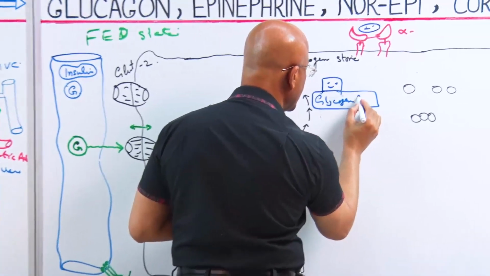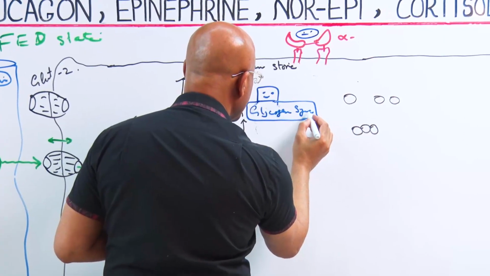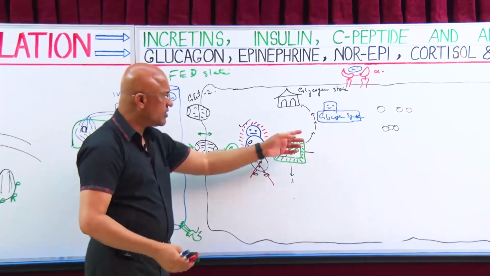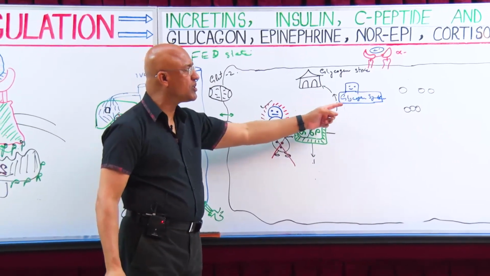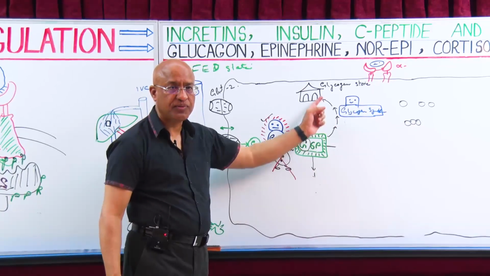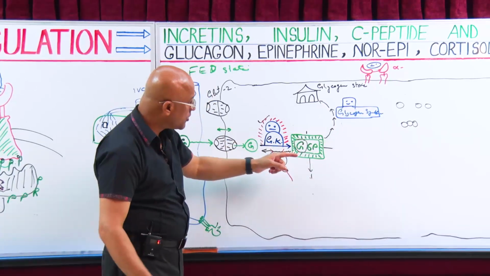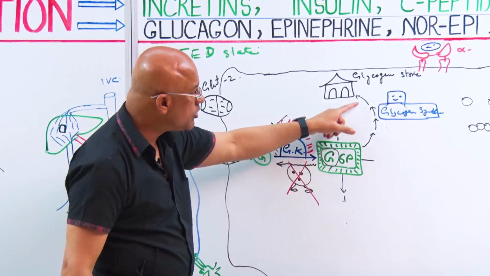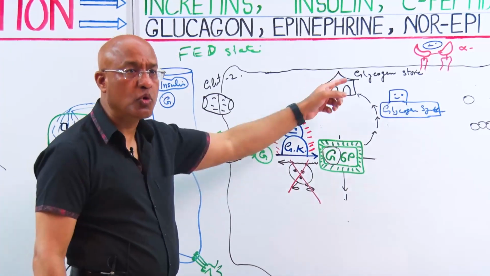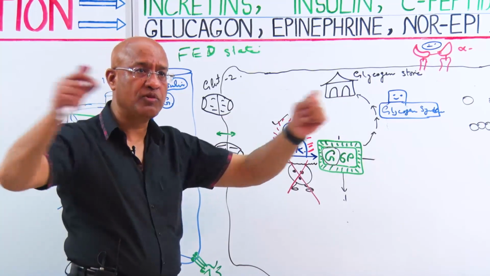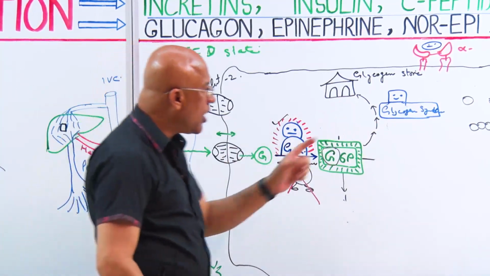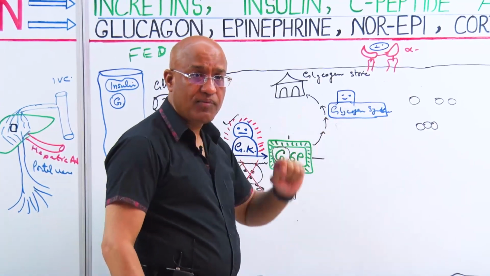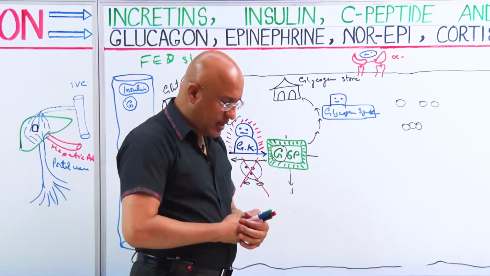Glycogen synthase. Now, there are many other enzymes on the way, but it is the best regulated enzyme in this pathway. Glycogen synthase is able to convert glucose 6-phosphate into glycogen and store the glucose in the form of polymers of glycogen. Now, it means insulin should stimulate the glycogen synthase.